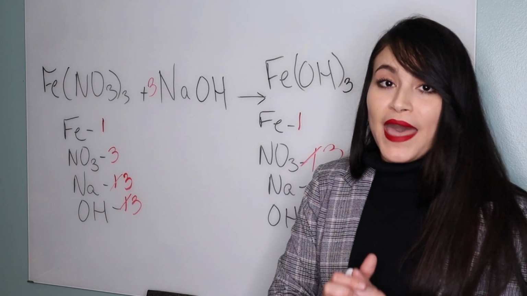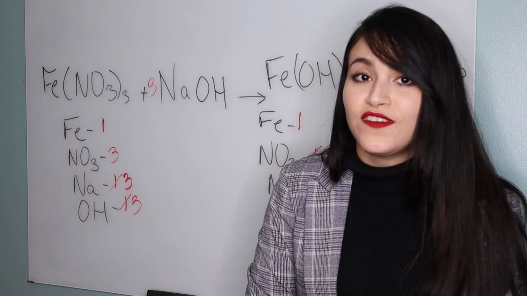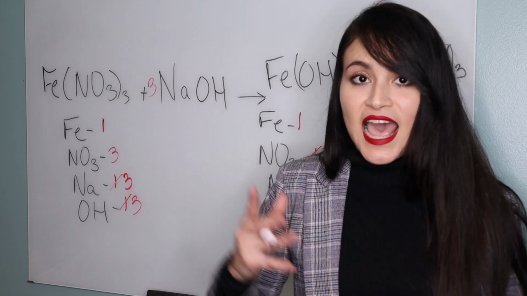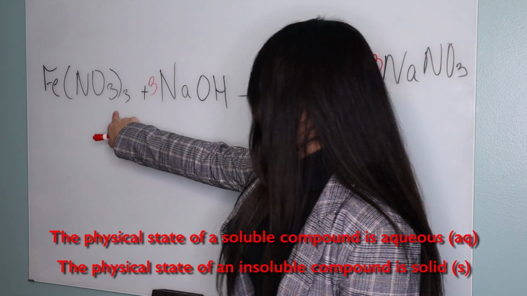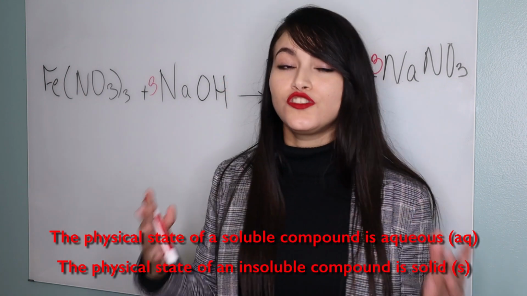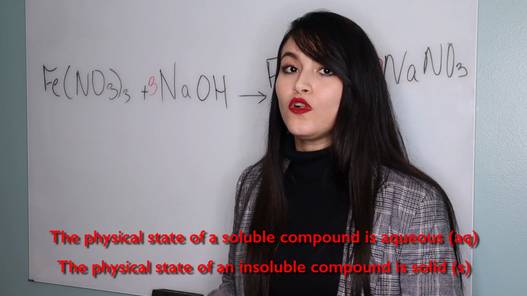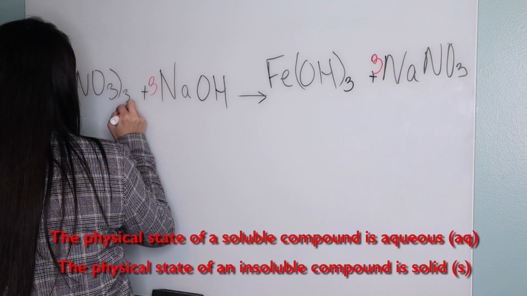Now that we're done balancing, let's use the solubility rules to figure out the physical states of both the reactants and the products. So let's take a look. We have iron 3 nitrate. The rule says that nitrates are soluble, and that's going to be rule number 2. So since it's soluble, I'm going to be writing AQ.